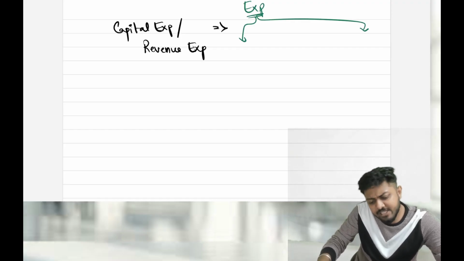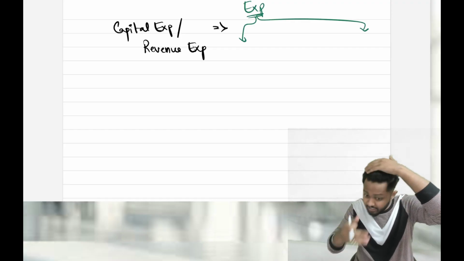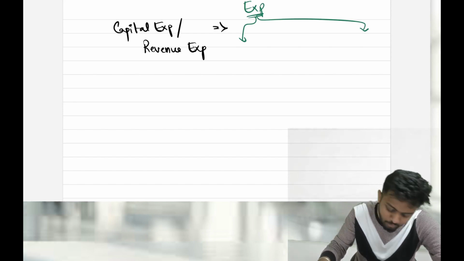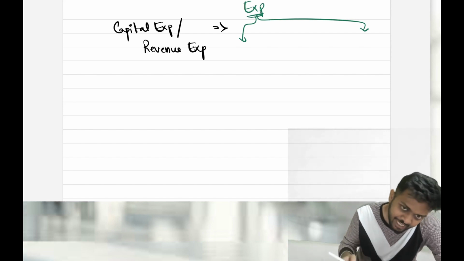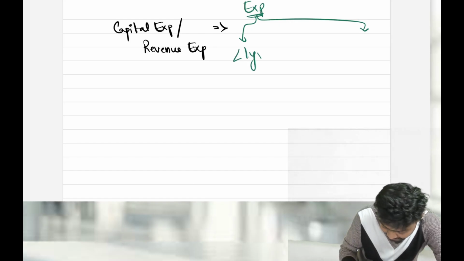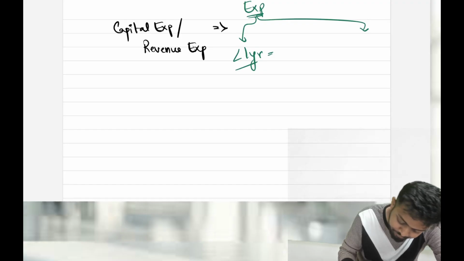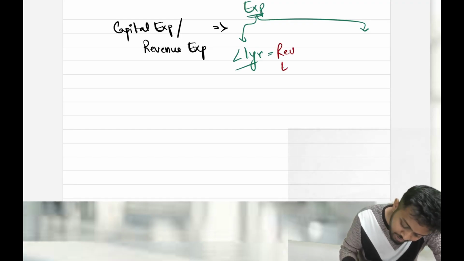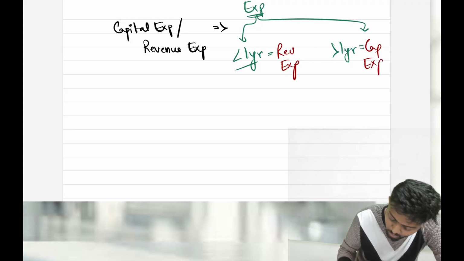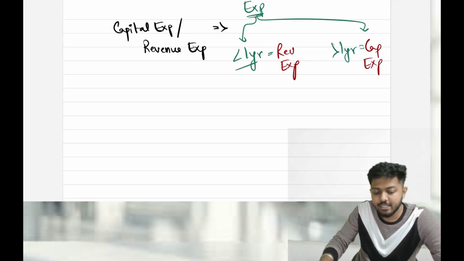When you spend money, some benefit you will get. If you pay rent, you are getting space to use. If you are paying salaries, you are getting services from the employees. Correct? No? Now, the benefits that you get from a particular expenditure, if it is less than 1 year, it will be considered as revenue expenditure. If it is more than 1 year, then it will be considered as capital expenditure. Understood? This is one way.